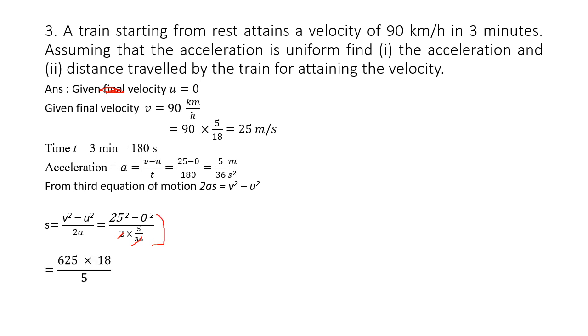So we have 625 into 18 upon 5. Sorry, 5 not 25, this is 5 1s are 5 and 5 125s are 125. 125 into 18 gives us 2250 meter. So the train has travelled 2250 meter in 3 minutes while going from 0 to 90 km per hour in 3 minutes. So these are the different examples we have done, and you must have understood how to make use of the equations of motion.